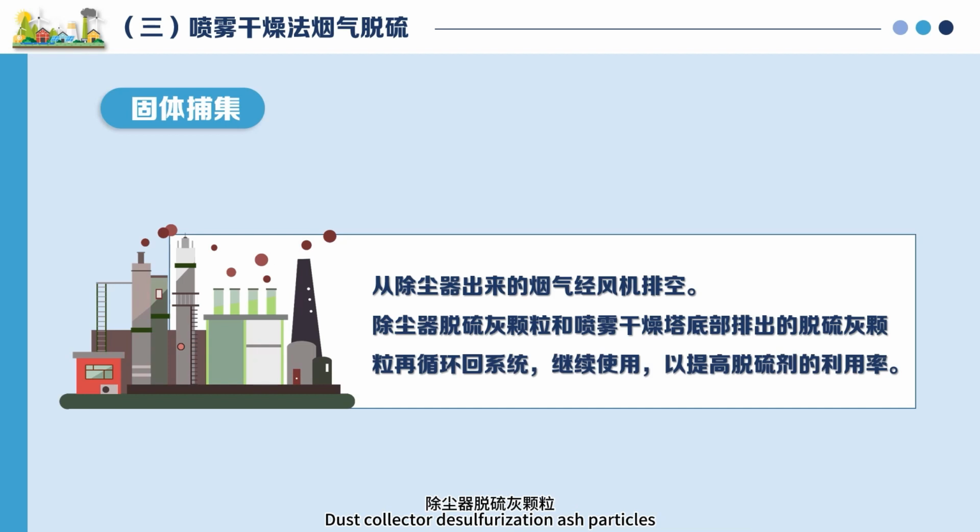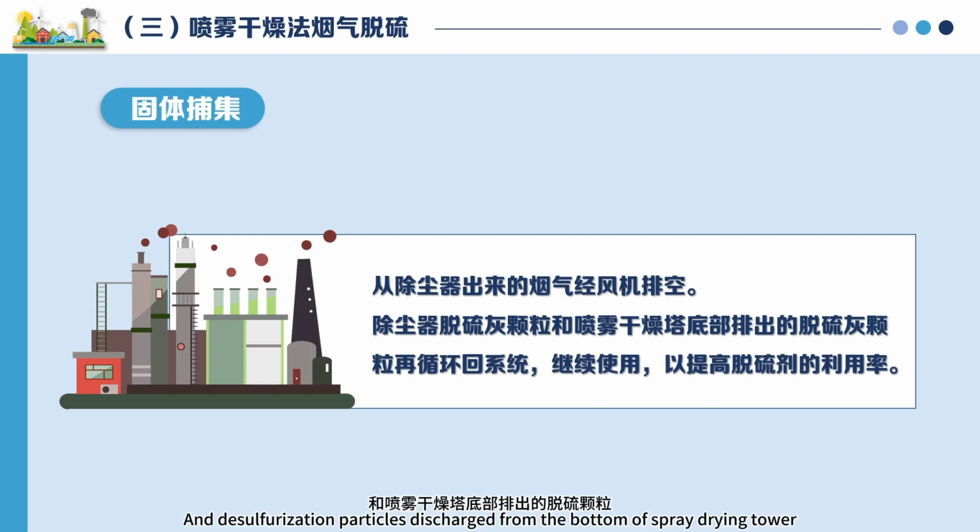Desulfurization ash particles from the dust collector, and desulfurization particles discharged from the bottom of the spray drying tower, are recirculated back to the system to continue to be used, to improve the utilization rate of desulfurization agents.